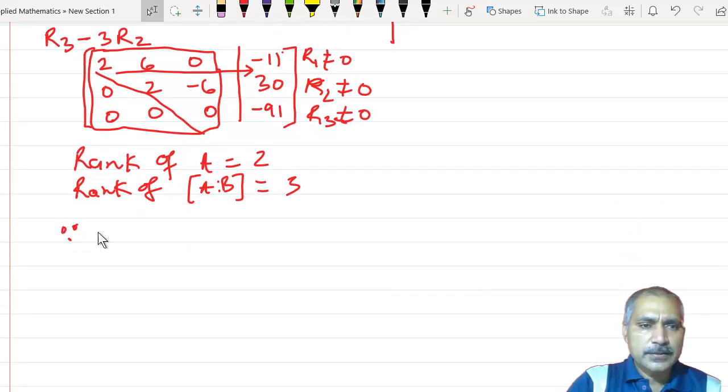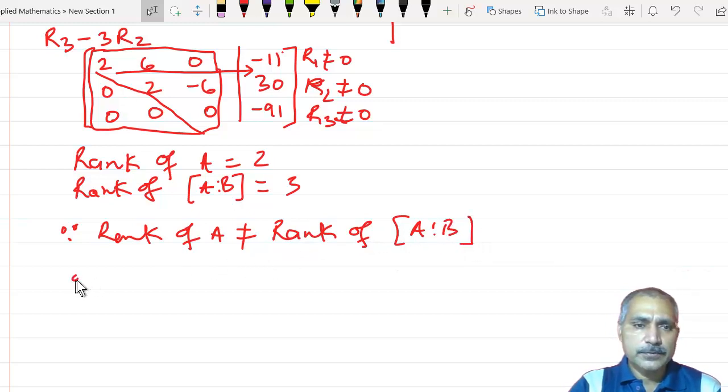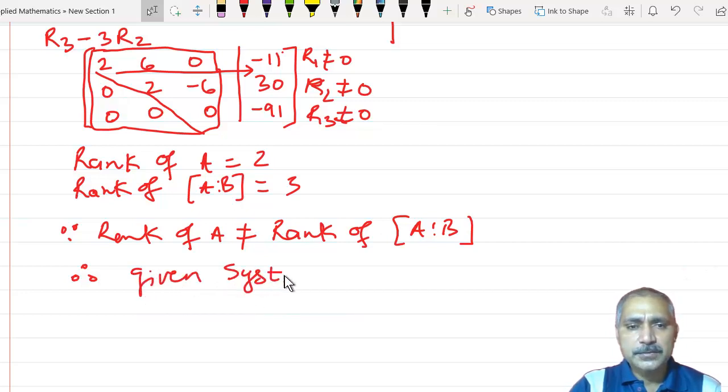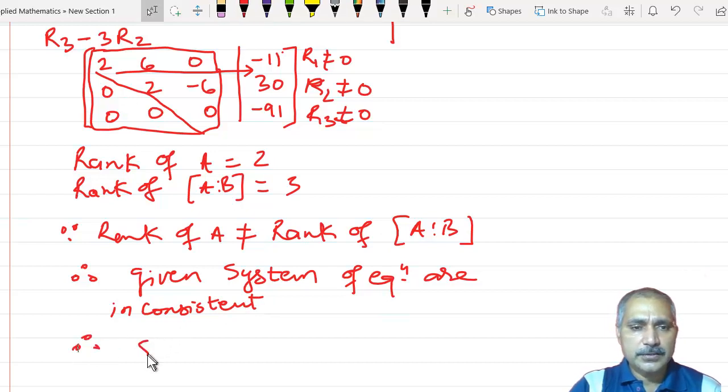Therefore, since rank of A is not equal to rank of augmented matrix, therefore the given system of equations are inconsistent. Therefore, solution does not exist.